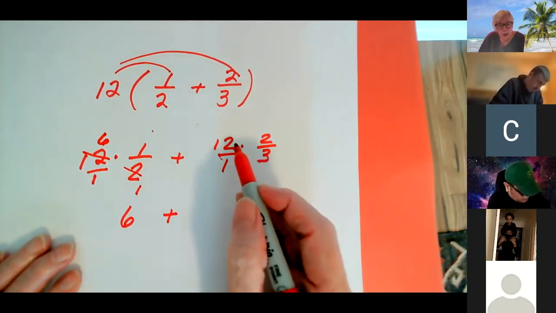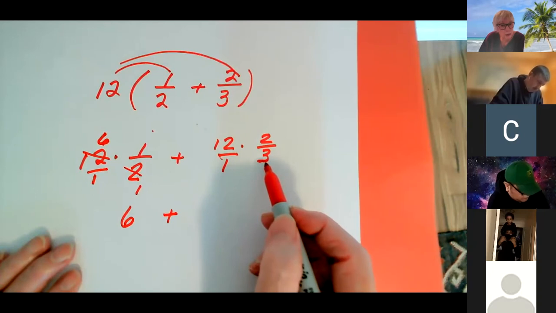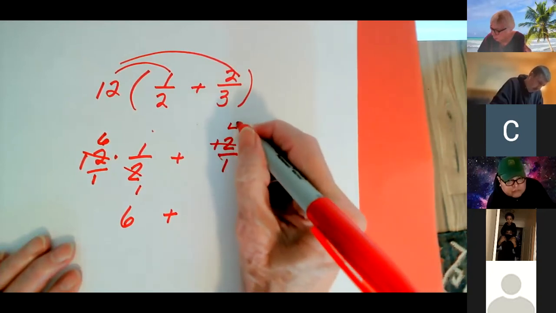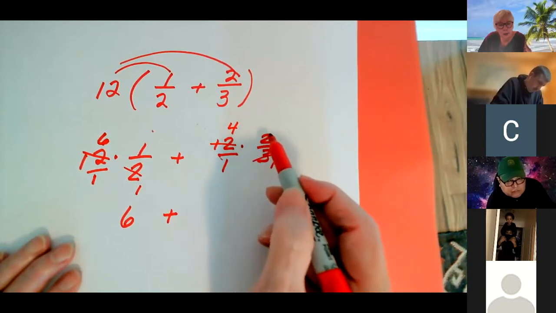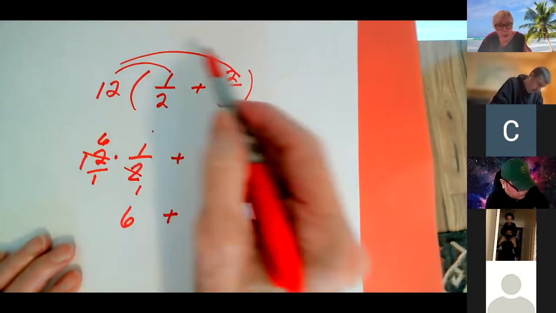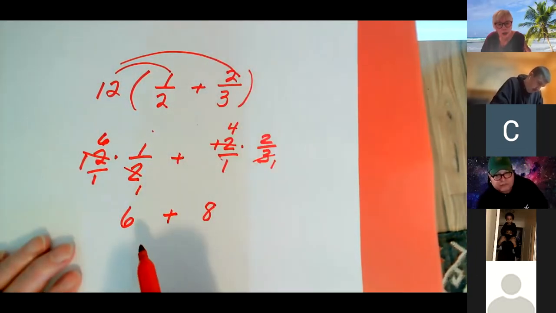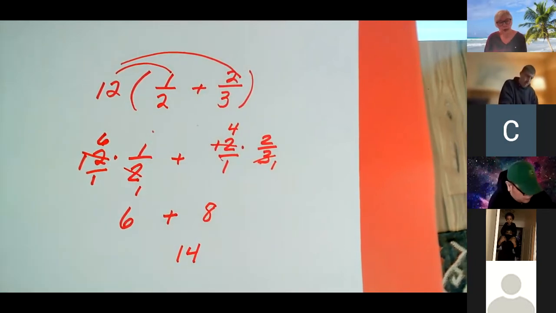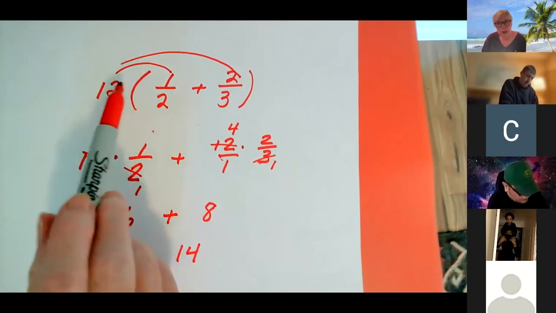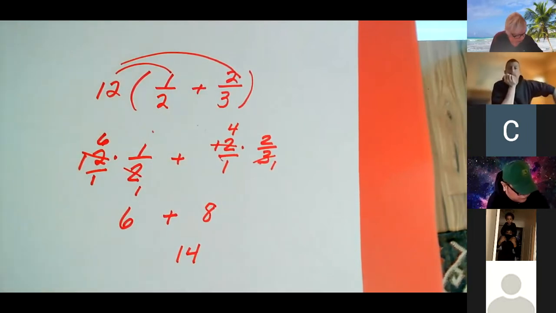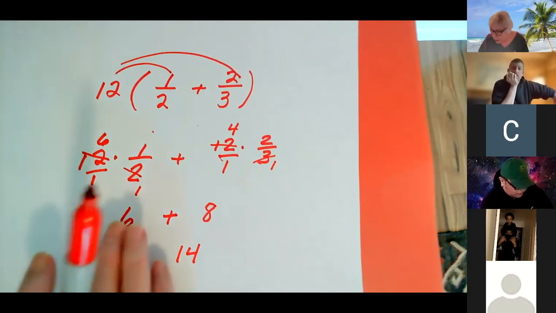3 goes into 12 as well. This really worked out. 3 into 3, 1, 3 into 12, 4. 4 times 2 is 8, over 1 is 8. Look at that, messy fraction business turned into whole numbers, and there's your answer. So the distributive property actually helped us. And so don't be afraid to use it if you need to.